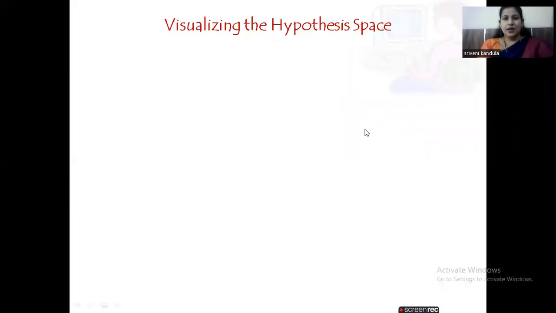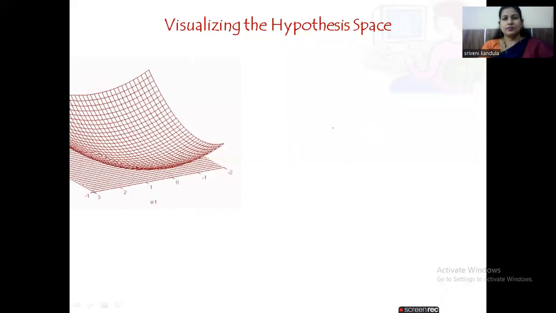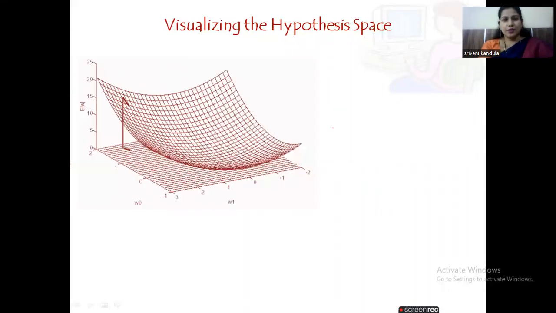Hello everyone. In this session, let us discuss visualizing the hypothesis space of gradient descent. So this is how the hypothesis space will look. Here you can see we are having weights W0 and W1. Instead of taking a single weight, we are taking two weights here, W0 and W1. And here you can see the output function also.